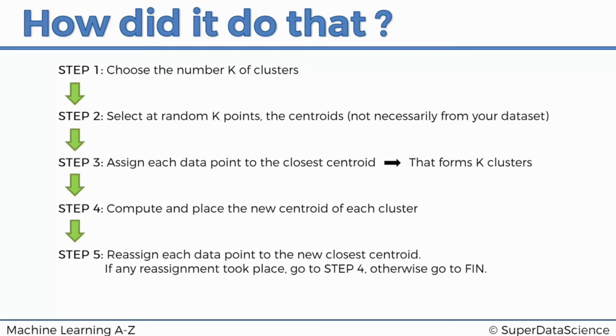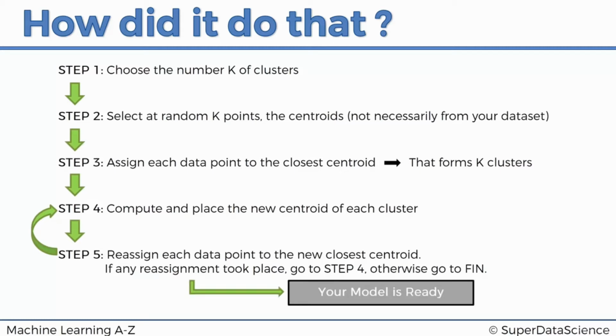If any reassignment took place, you repeat step 4. So it becomes an iterative process of step 4, step 5. And if no reassignment took place, you go to finish and your model is ready. I know this might seem a bit complex, but let's go through a visual example now so that we understand this on a very intuitive level.